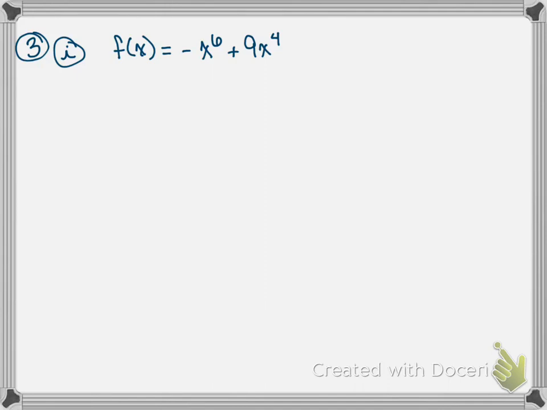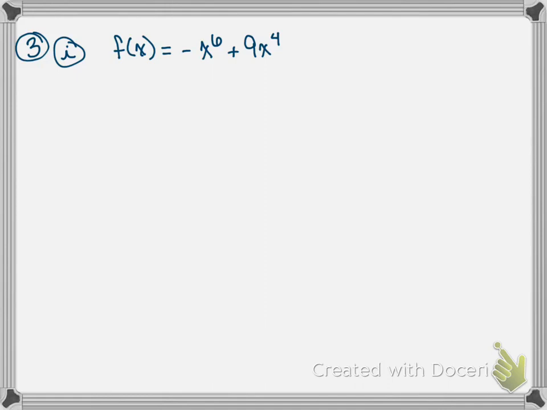For each polynomial f of x, determine the end behavior, find all real zeros and their multiplicities, and use all this information to do a graph. Okay, so here, the first one that we have, we're going to go ahead and factor it. It's always a good thing to factor it.